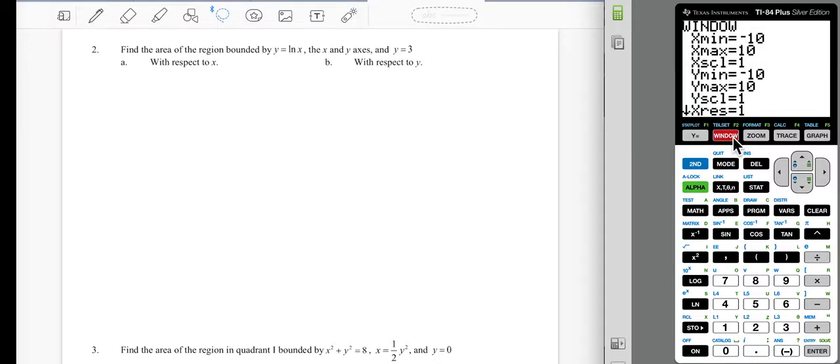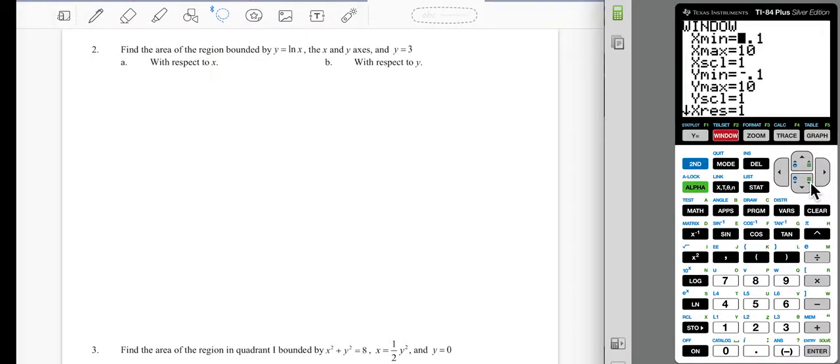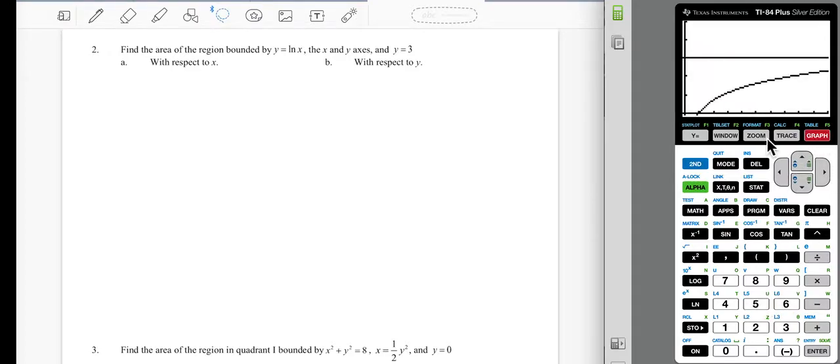So I'm going to change my window so that it mins out for x at 0, actually I'll make it a smidge below 0, so negative like 0.1, just so I can see the axis. I don't know that I need to go to 10 for y. Let me go to like 5. That looks fine.